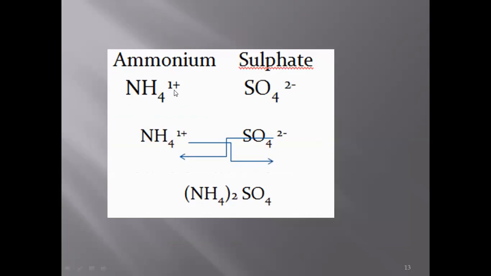Write down the symbol and the charge of the polyatomic ions: NH4 1 plus, SO4 2 minus. Exchange the numbers. 1 comes with SO4 and 2 comes with NH4. As already one subscript is here, you will separate this 4 with the help of a small bracket. You will use a small bracket to separate the two subscripts. So (NH4)2SO4 is the final formula for ammonium sulfate.